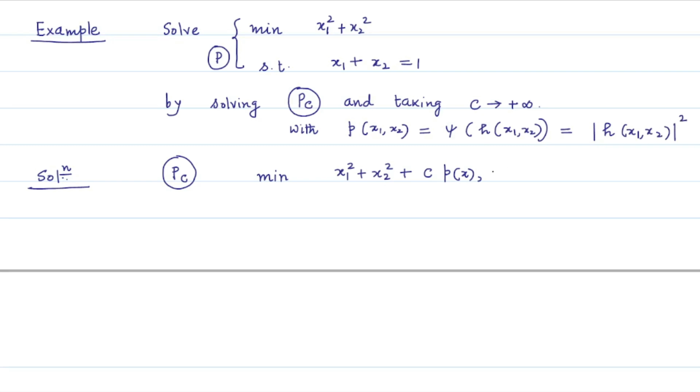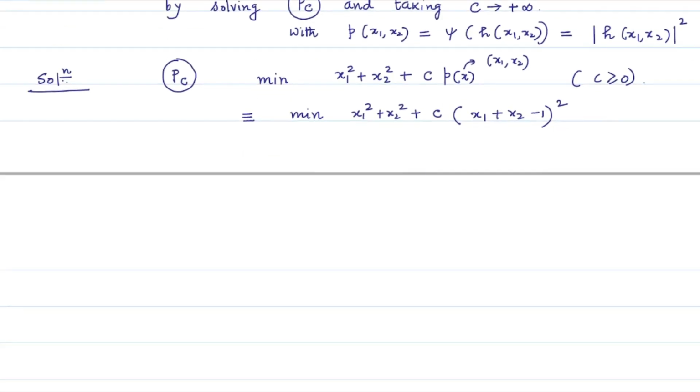With this, you notice that this problem PC is the minimization of x1 squared plus x2 squared plus c times P(x1, x2), where x has two components, x1 and x2. Here P(x1, x2) is equal to (x1 plus x2 minus 1) squared. Here c indicates a penalty parameter, and as usual c is a number greater than or equal to 0.